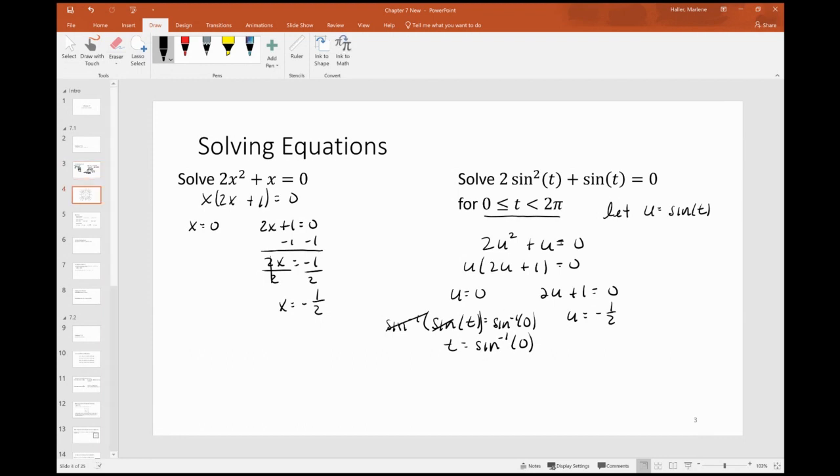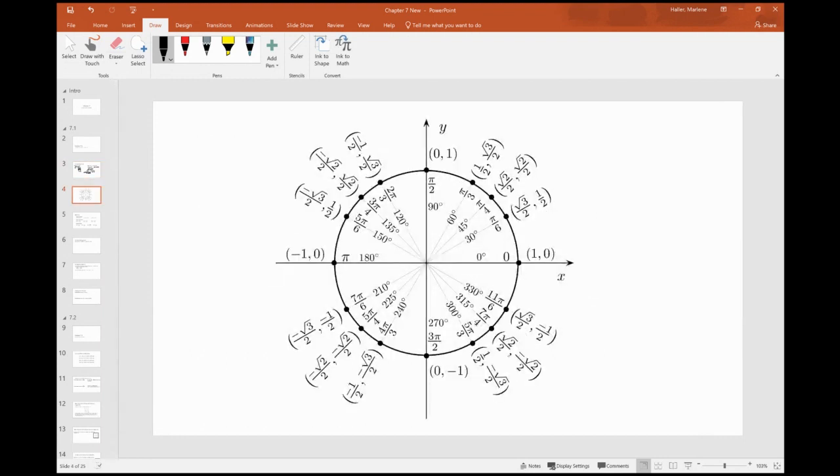Well, this one's on the unit circle, so we can take a look at the unit circle. Where is the sine equal to 0? The sine correlates to the y-coordinate of the terminal point. So we see that the y-coordinate of the terminal point is 0 right there. X is 1, y is 0. Do we have another case once around the unit circle? We do. Here's another y equals 0. So the two solutions that we have here are 0 radians or pi radians. We're dealing with radians.